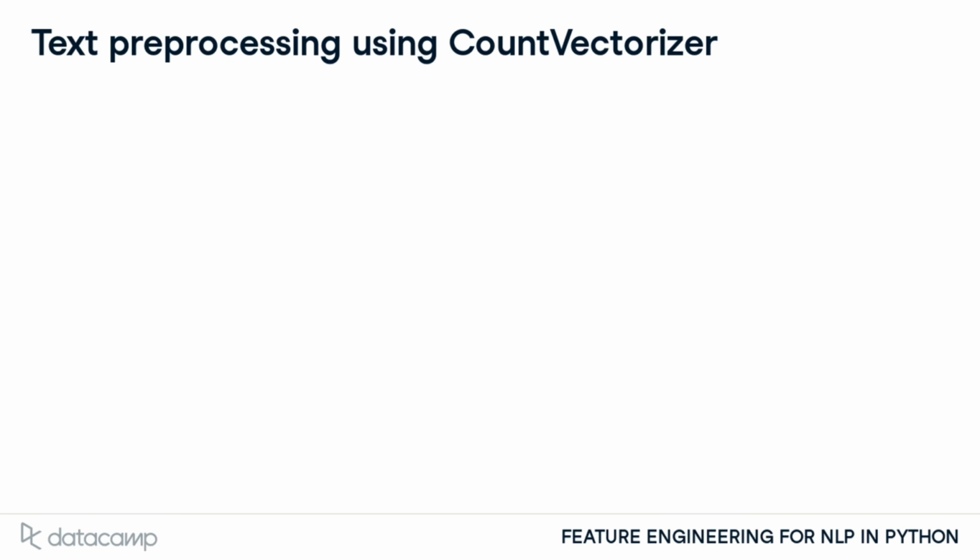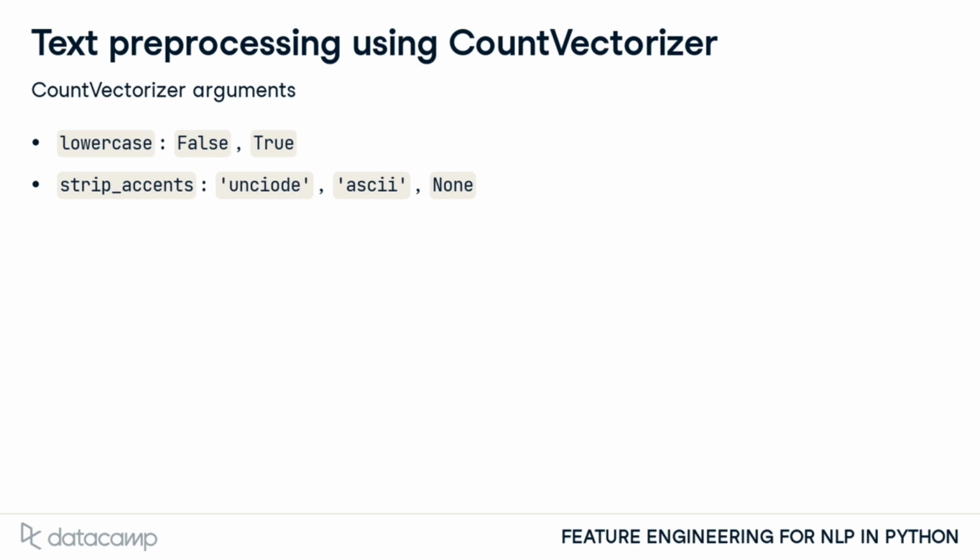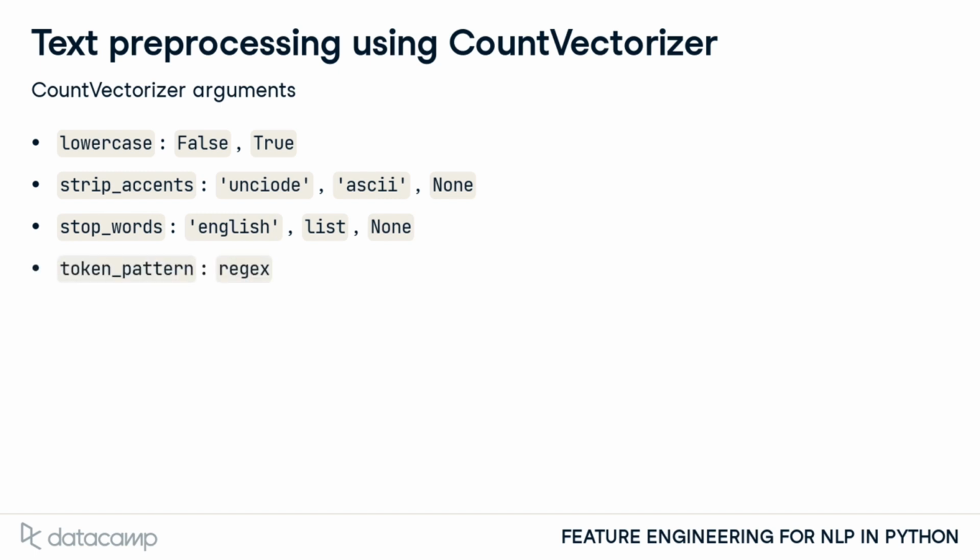However, it is also possible to do this using CountVectorizer. CountVectorizer takes in a number of arguments to perform pre-processing. The lowercase argument, when set to true, converts words to lowercase. The strip_accents argument can convert accented characters according to Unicode or ASCII mapping. Passing in a stop_words argument will lead to CountVectorizer ignoring stop words. You can pass in a custom list or the string 'english' to use scikit-learn's list of English stop words. You can specify tokenization using a regular expression as the value of the token_pattern argument.